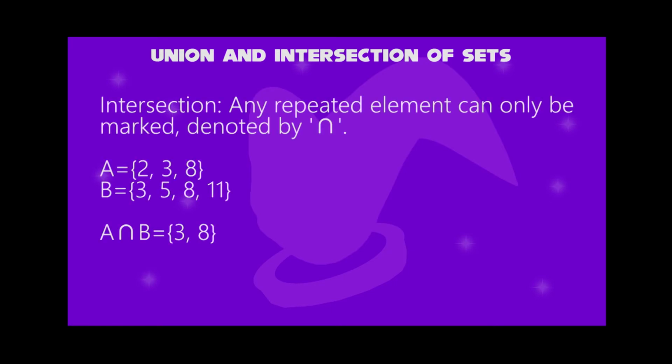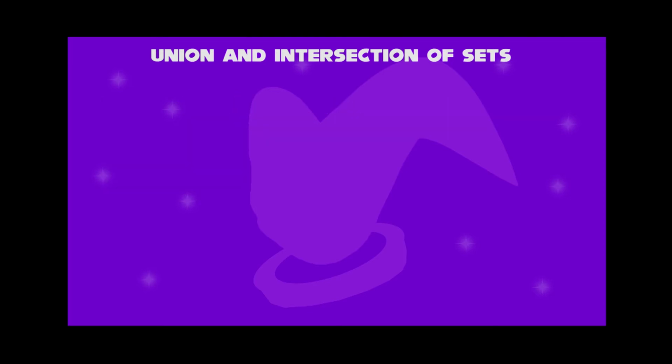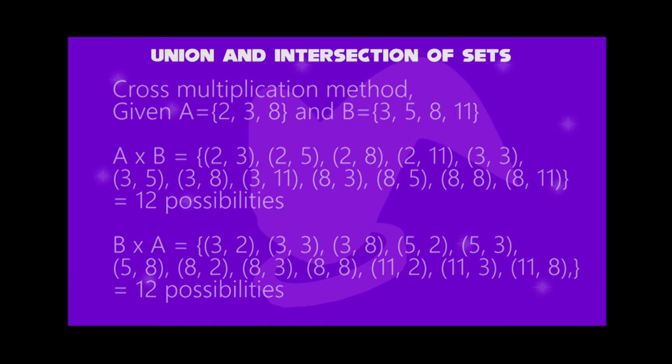On the other hand, if you find the intersection of sets, only the repeated numbers will be marked. Then the intersection of A and B is 3 and 8. So we must note that the union symbol is denoted by U, and the other, an upside down U, is for the intersection.